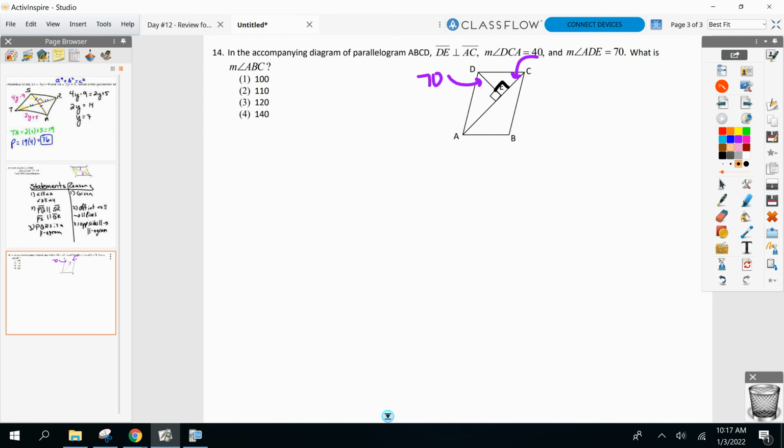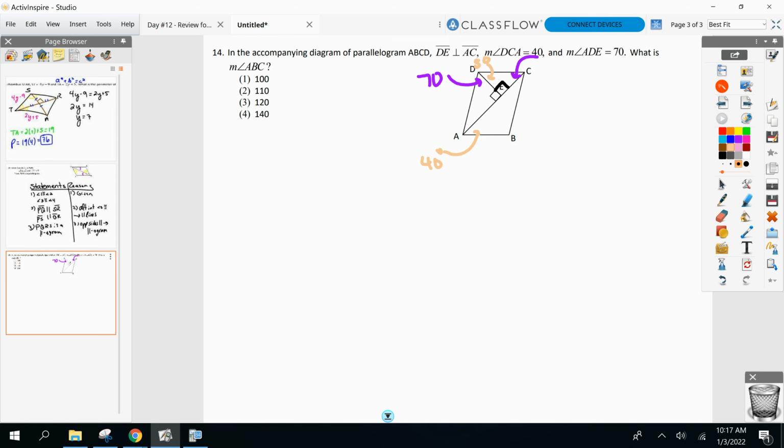CDE is 50, 180 degrees in a triangle. So I know that angle's 50. All right, I'm working my way here. Emma? Wouldn't CAB be 40 degrees? Okay, if angle DCA is 40, the alternate interior angle CAB is 40. Yep, we're getting there.